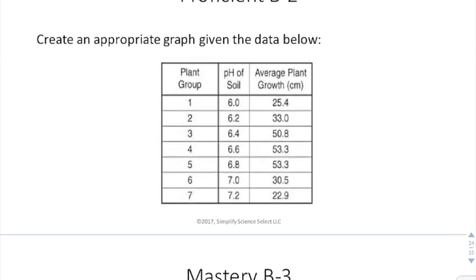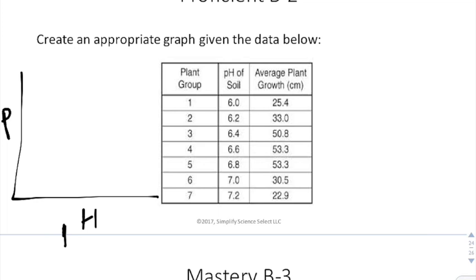So the next one, it says create an appropriate graph given the data below. In this case, it says you've got pH and you've got average plant growth. Okay, so you could look at this in one of two ways. You could look at it as a linear relationship, and you want to know if I increase the pH, does the average plant height go up? And you could absolutely do that.